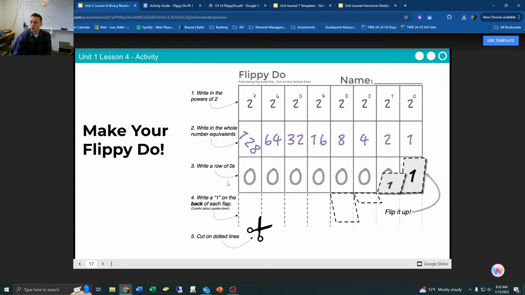And then write a row of zeros. Then we're going to flip up the bottom sheet and we're going to write 1s on the bottom. And then we want to cut along the dotted lines. So you need to replicate this, making sure that we don't have 1 on the bottom side, but we flip it up first and then put the 1 on the bottom side of the dotted line, so that way it's either showing 0 or if we flip it up it'll show a 1. And then cut along those dotted lines. So make your Flippy-Do. If you don't have that made yet, then pause the video and we will come back.